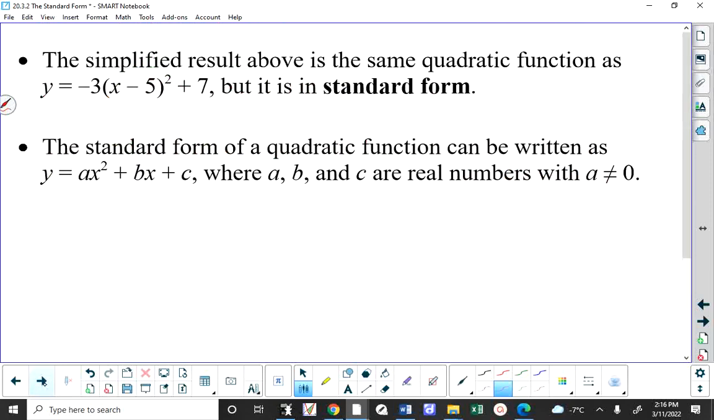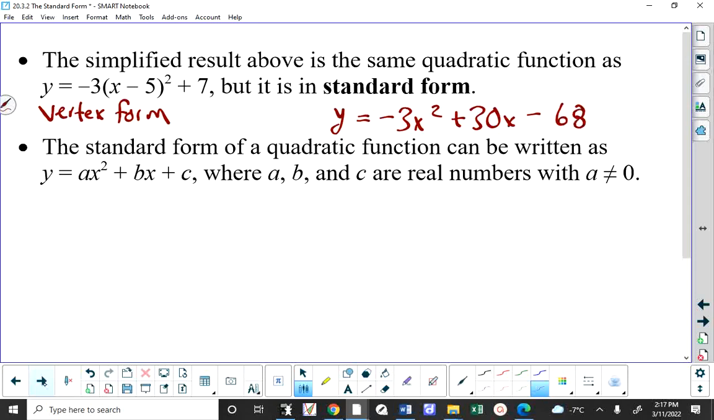So, this thing that we've found is called the standard form. And I realize now when I type the notes out and look at what I've typed, it might look like that first statement, y equals negative 3 (x minus 5) quantity squared, is standard form. It's not. That's the vertex form. When we expand it out, it's the standard form. So this is the vertex form. The standard form was y equals negative 3x squared plus 30x minus 68.